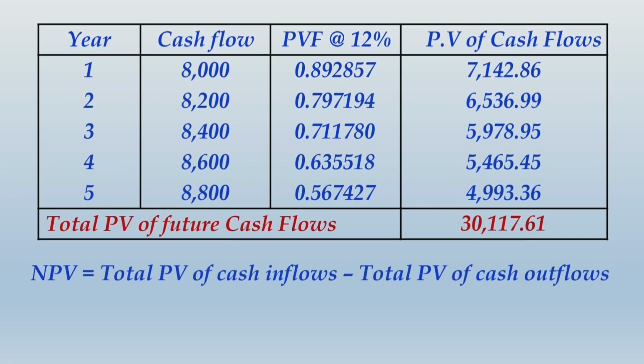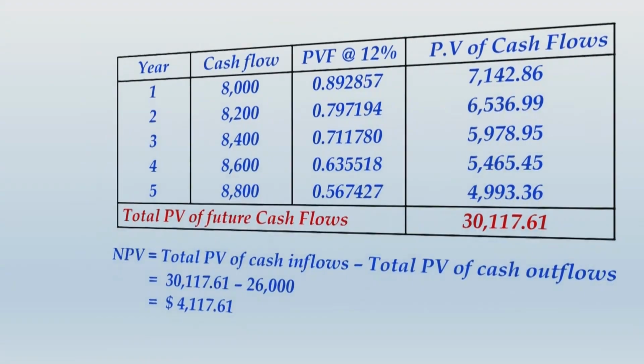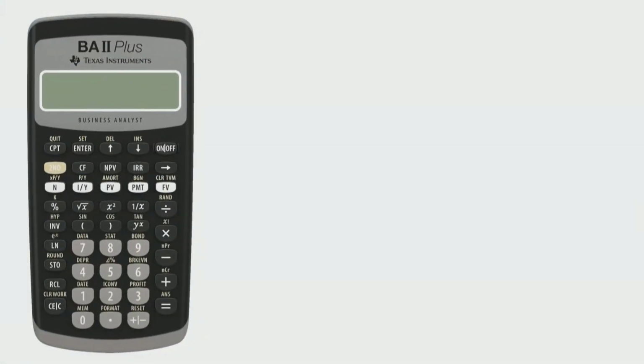Now to compute NPV, you take total PV of cash inflows minus total PV of cash outflows. The total PV of cash inflows is this, and the cost of the project, which is reported to you as $26,000, becomes the total PV of cash outflow. So simply 30,117.61 minus 26,000, that will result into $4,117.61 as the NPV.